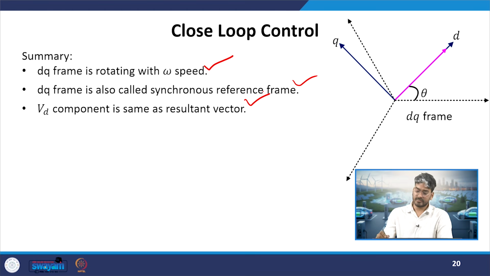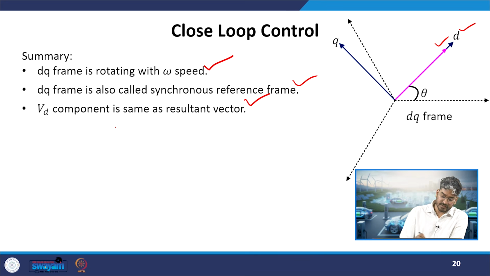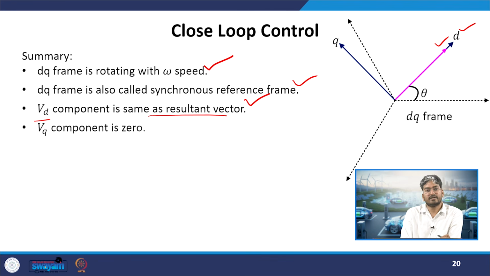Why? We are assuming this condition to be our initial condition, that is, our resultant vector is aligned across the d axis at omega t equal to 0. That is what we have assumed. So that is why our Vd, the DC quantity across the d axis, will have a value equal to the resultant vector. Vq will have a 0 quantity.